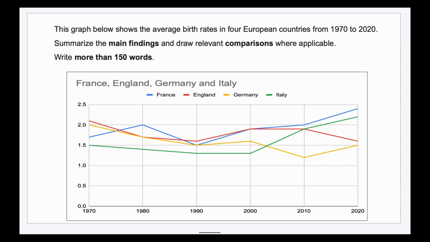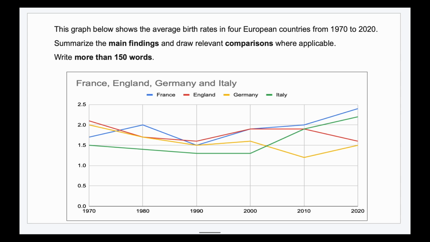And also they want to know what the line graph shows. Now, in this case, it would be the average birth rate in 4 European countries. And we also have to mention when this information was valid, and that was between 1970 and 2020. And then how was it measured? Well, it's basically the average birth rate. And then we have to say something about the general trend, because this is also a key feature.